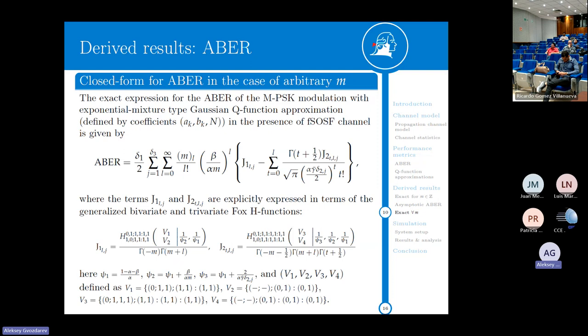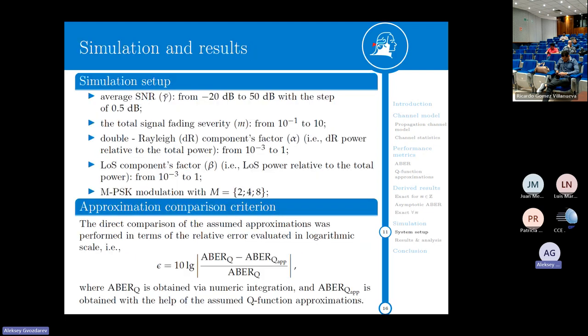Finally, in order not to limit oneself to integer values of the fading intensity parameter M, an exact expression was derived for arbitrary valued parameters. Although the expression is given in terms of generalized bivariate and trivariate Fox H functions, it can be efficiently calculated numerically. The derived expressions made it possible to study the performance of the assumed approximations. To this extent, a system deploying the MPSK modulation with M up to 8 was assumed, and all the parameters, including fading severity, double Rayleigh components factor, and line of sight components factor, were varied in practically valuable ranges. The results obtained with the assumed approximations were compared in terms of relative error with a brute force numeric integration.